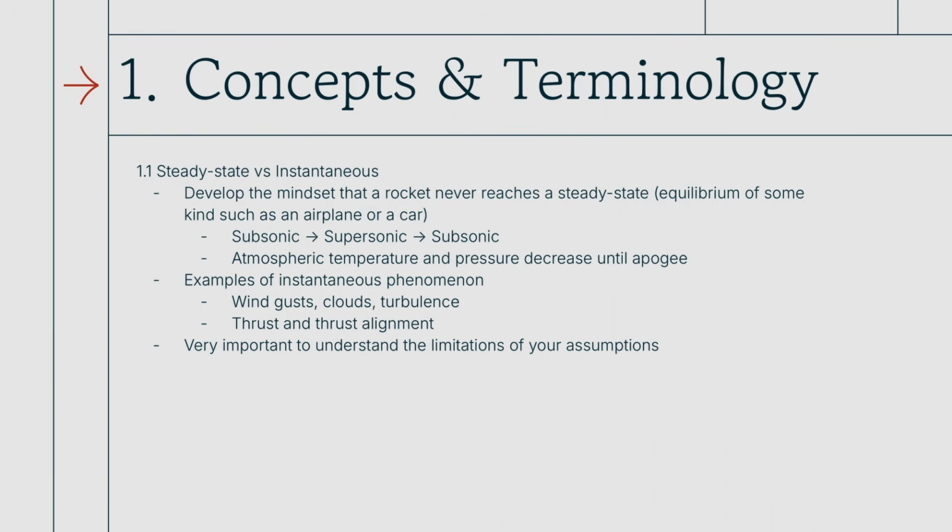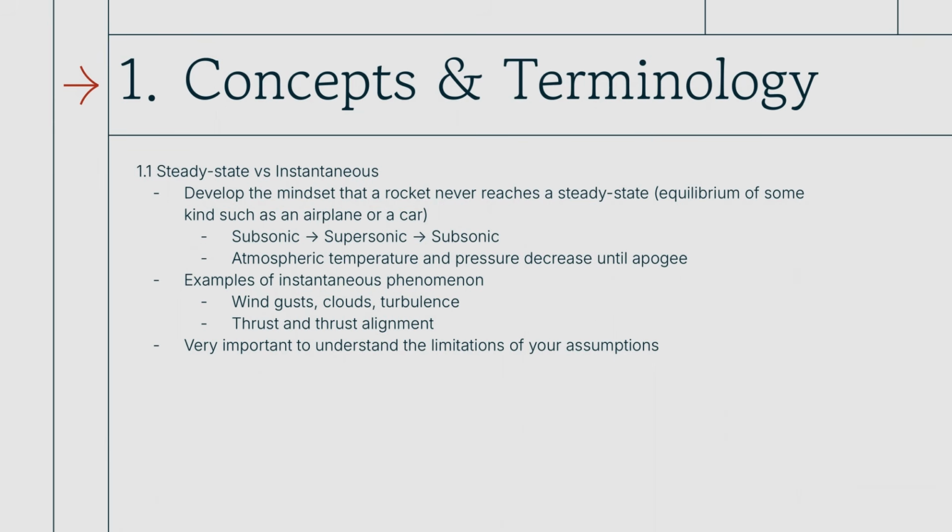Some quick concepts and terminology. I'm going to talk a lot about steady state versus instantaneous today. Again, this comes back to average velocity versus instantaneous velocity. It's the same thing, but you want to develop a mindset that rockets never really reach that steady state. Maybe an airplane, when you're just coasting at a constant speed, the engines are working at a constant rate, you're burning fuel at the same rate, and you're not accelerating. You can consider that a steady state. There are little variations, but overall, your plane is in the same state for a couple of hours, depending on how long your flight is.